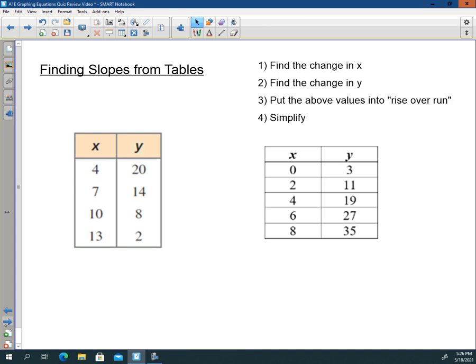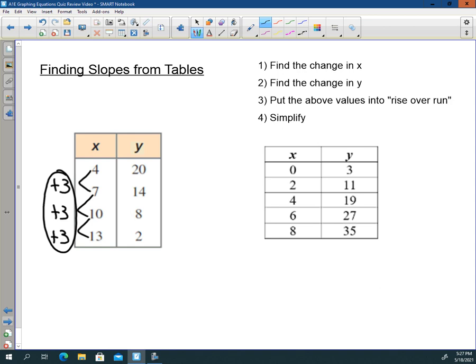So what do I mean by finding the change in x? Well, for example, how do you get from 4 to 7? You have to add 3, right? 4 plus 3 is 7. Going from 7 to 10 is also plus 3. Going from 10 to 13 is also plus 3. So our change in x is 3.